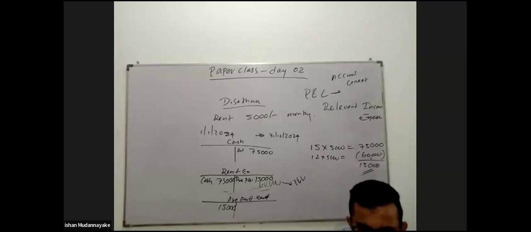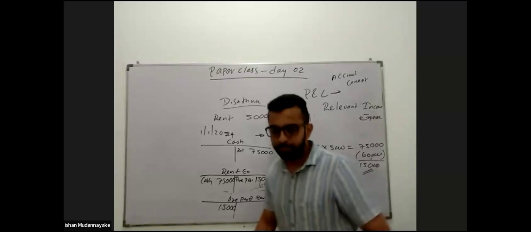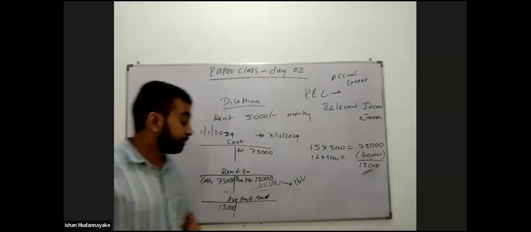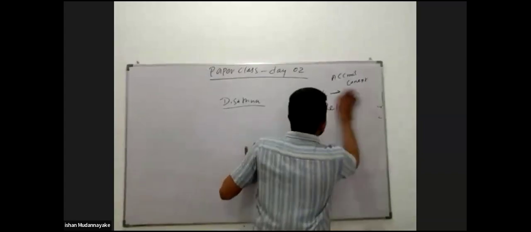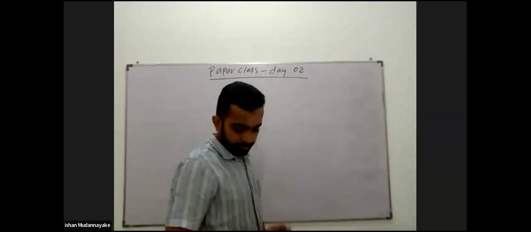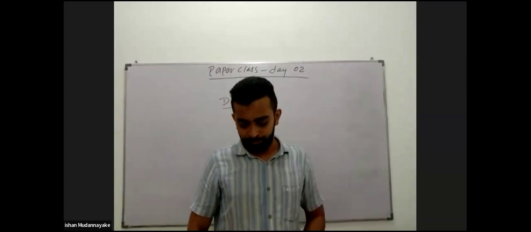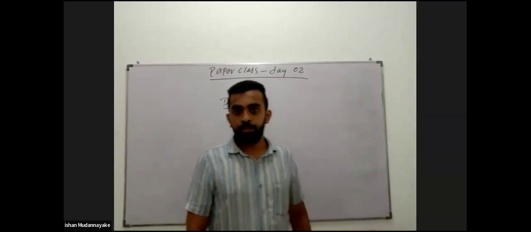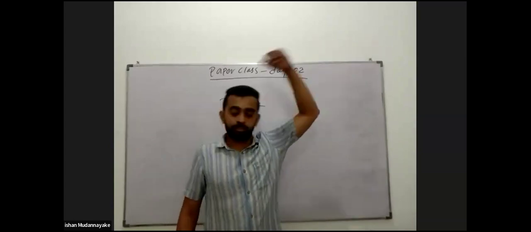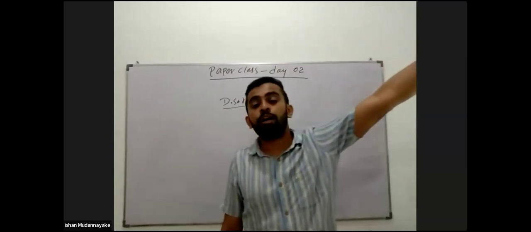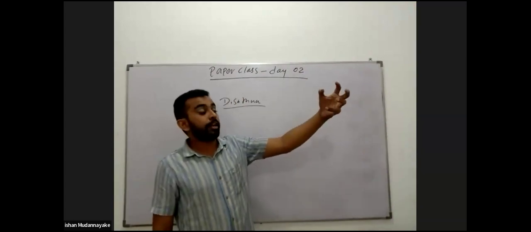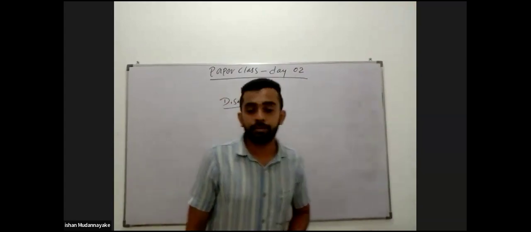And students, another example, for accrued income. Let's say like this. Disatma has a building. And Disatma can rent out this building to others. By renting out this property, Disatma can earn rent income.